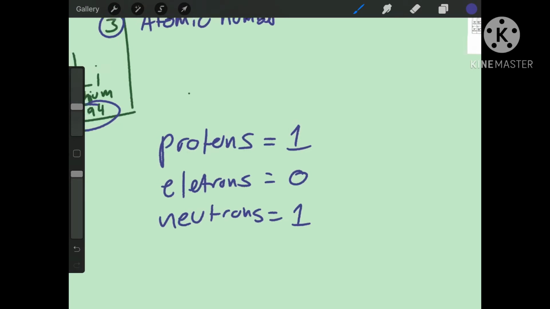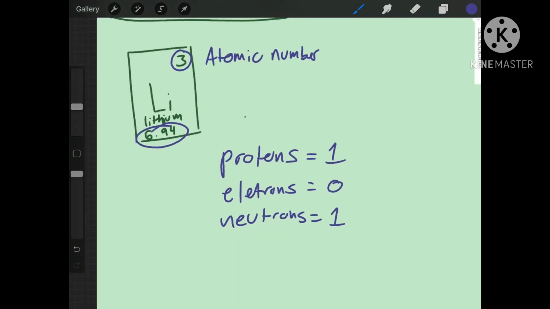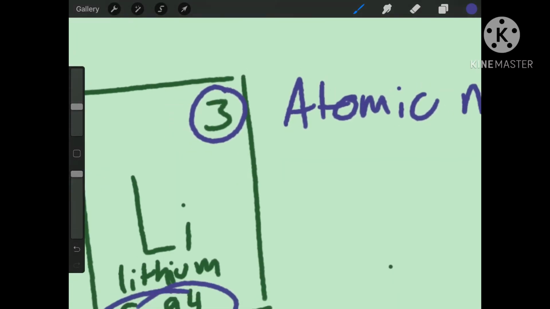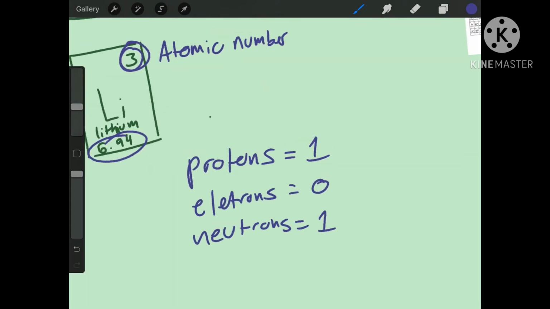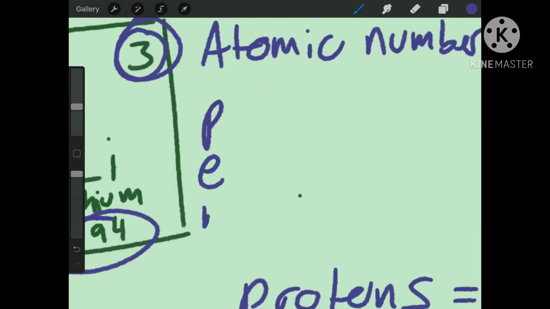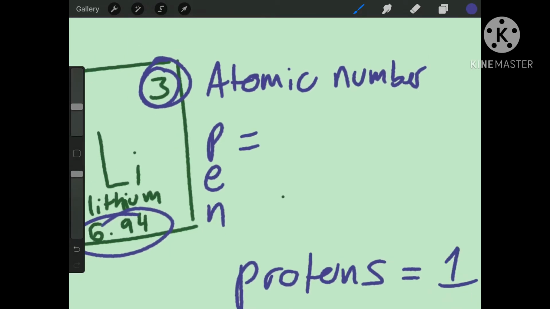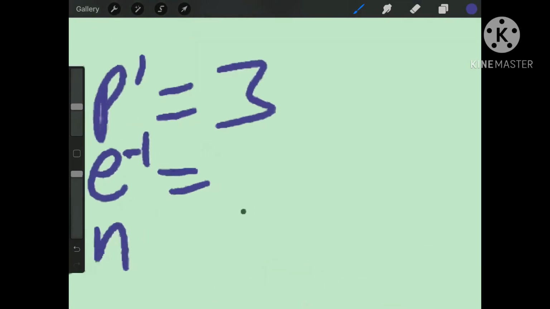So how do we figure out how many protons, neutrons, and electrons are in an atom? Well, we already know how many protons because of the atomic number right here. And so that's already 3 for this atom. So protons would be 3. Electrons, since this is an atom, they're balanced. It's not like an ion, where they're not balanced charge-wise. So this would be 3.